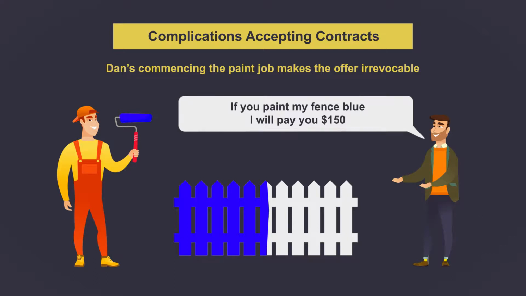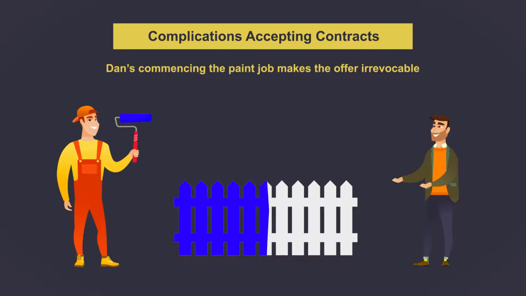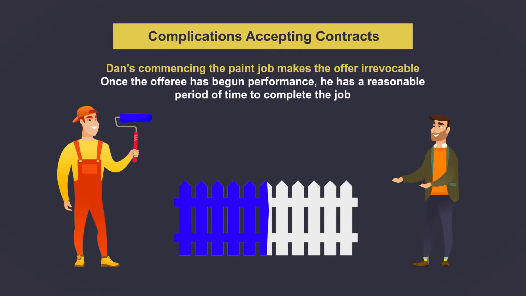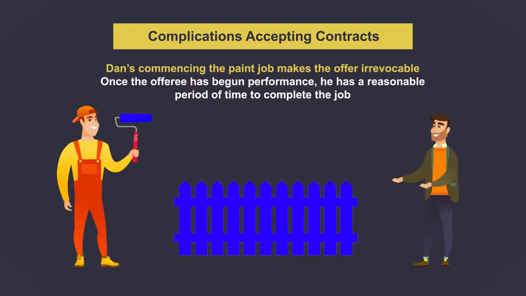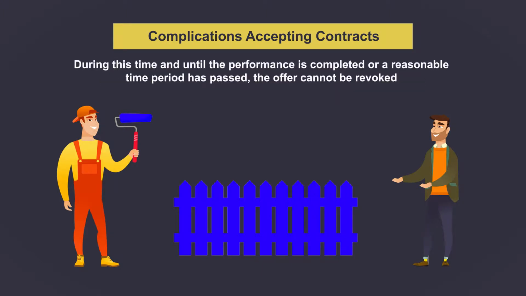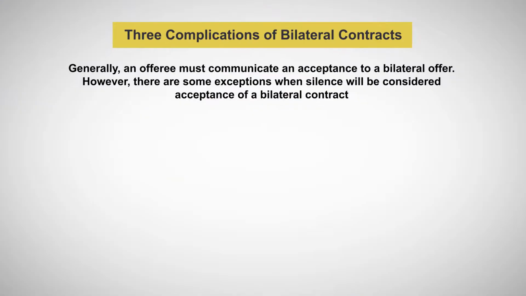The reason for this is self-evident. It wouldn't be fair to allow Eric to revoke the offer when Dan is halfway through painting the fence. Once the offeree has begun performance, he has a reasonable period of time to complete the job. During this time, and until the performance is completed or until a reasonable time has passed, the offer cannot be revoked.